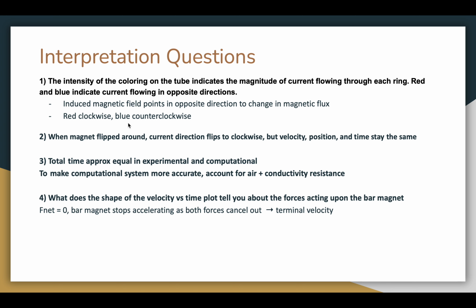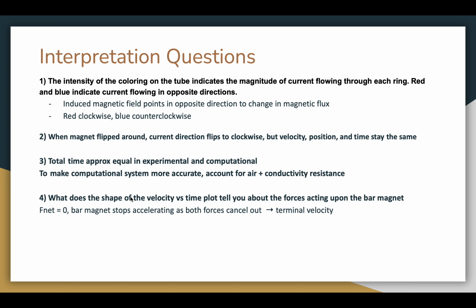If the magnet is flipped around, then the direction of the induced current would become clockwise, but velocity and position would remain unchanged, so the time to exit the tube would also remain the same. The total time in the tube for the experimental system was approximately equal to the total time in the tube for the computational system. To make the computational model more accurate, we should have also accounted for error and conductivity resistance.